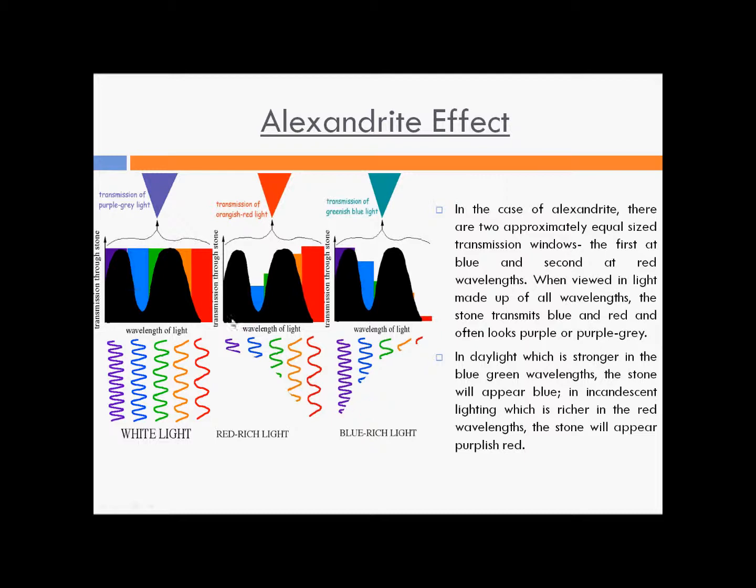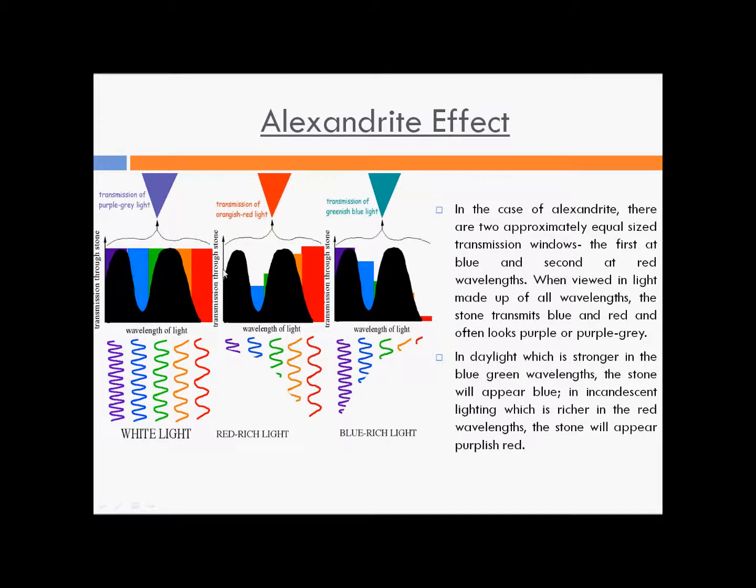Here is a diagram showing the illumination of Alexandrite under white light. As you can see here, the illuminated light has all wavelengths, and the transmitted light from the stone looks to be purple-gray.